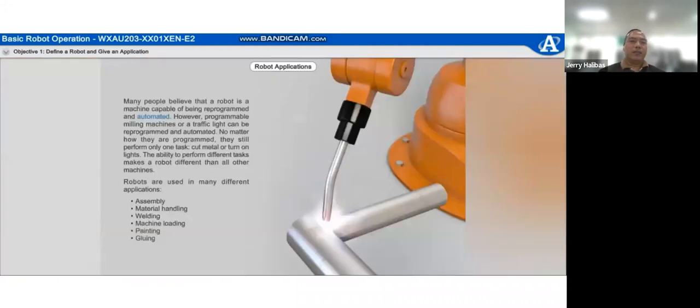Okay, so we go now to robot applications. Robots are used in many different applications such as assembly. Just like that video on YouTube from RoboDK, remember that simulation of the Game Boy? Later I will save the RoboDK file in the laboratory so you can open it. So that is the Game Boy assembly.